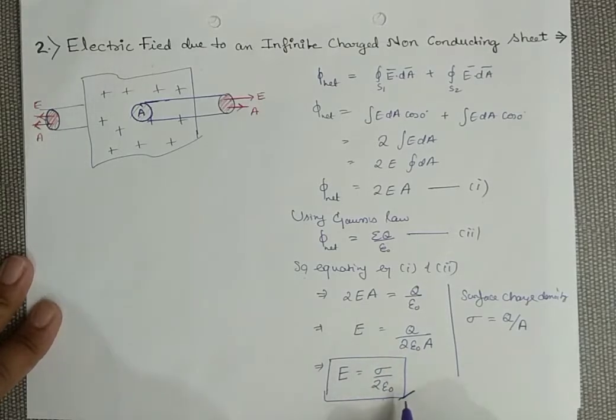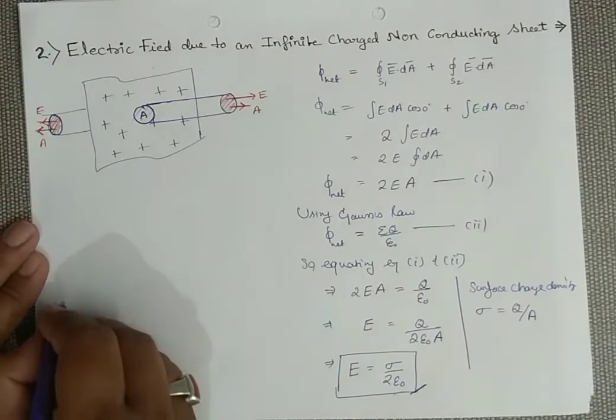Look at this formula very carefully. In this formula, electric field does not depend on distance r. There is no relation between electric field and distance r. So suppose if I draw two plots.